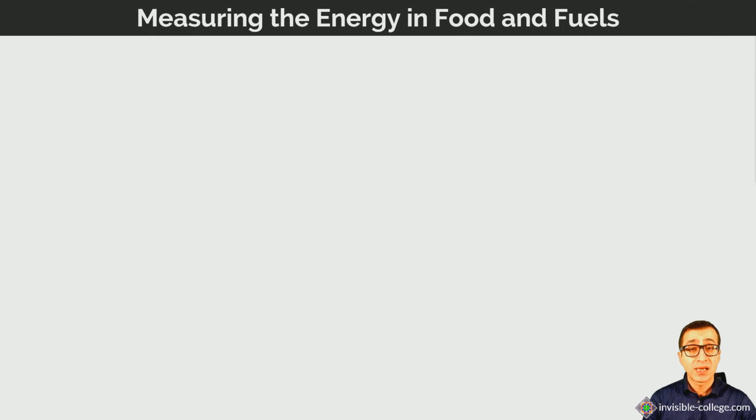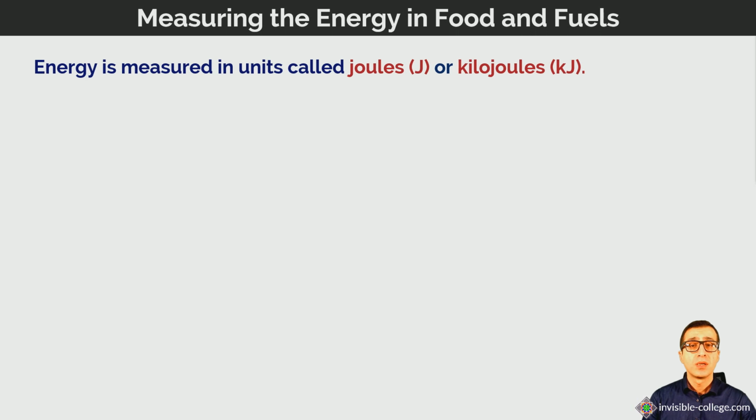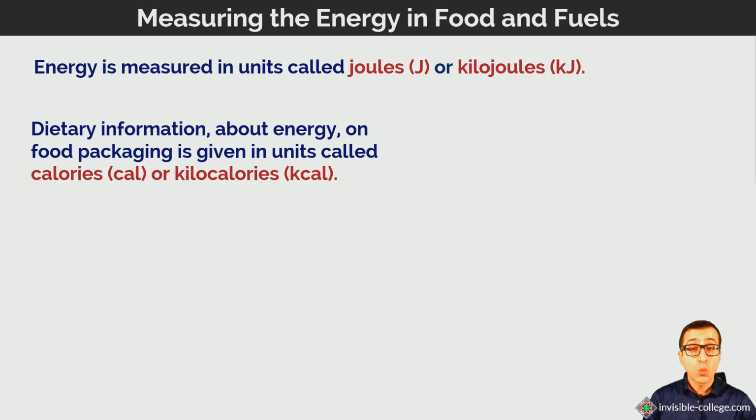So how do we actually measure the energy content in food and in fuels? Well, for this we need a technique that we call calorimetry. But first we need to remind ourselves that energy is measured in units called joules, which are the standard units, or if we're measuring in thousands of joules, we would give them as kilojoules. So dietary information about the energy content in food is typically found on food packaging and sometimes is given in non-standard units called calories or thousands of calories, in which case we use the term kilocalories. Now, 1 calorie is equal to 4.2 joules, so there's the equivalency.